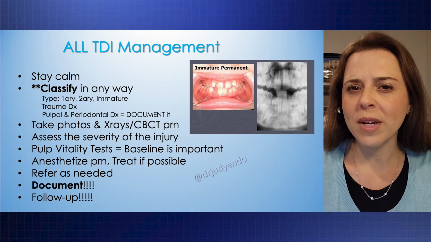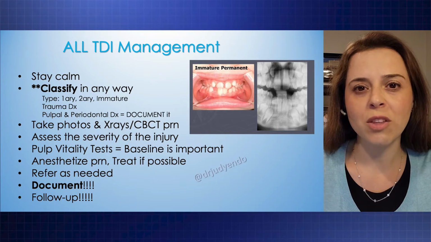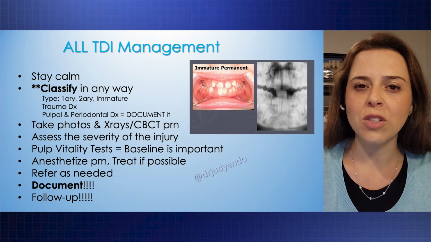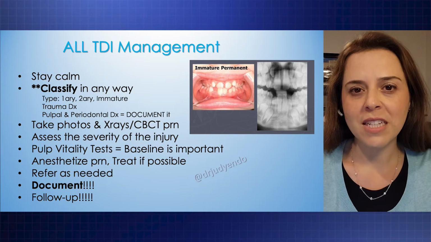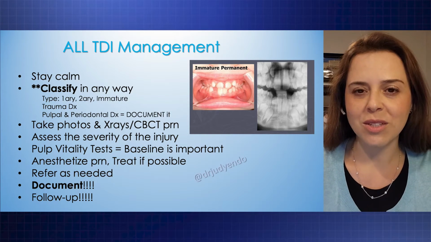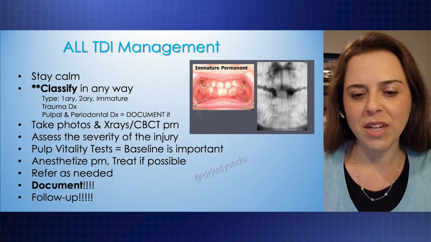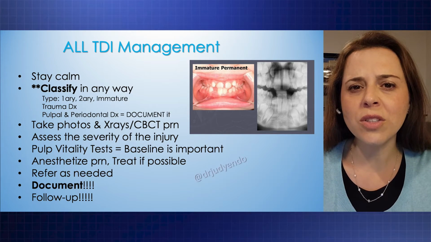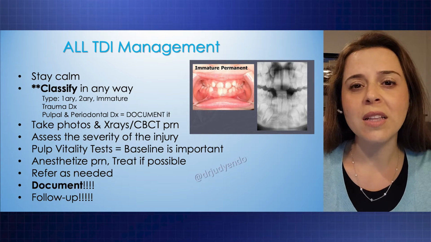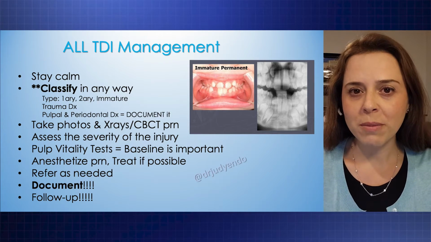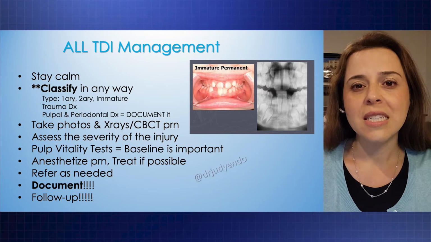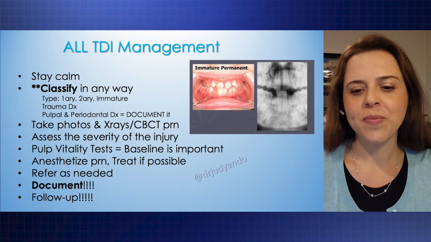You also should always take a history and try to document the trauma diagnosis. As well, you're also going to want to do, when possible, pulp vitality testing that day, and you're giving every tooth an endodontic diagnosis, so a pulpal and periodontal diagnosis. It's important also to take photos of these cases as well as proper imaging. Proper imaging either includes x-rays or CBCT if you have access to it.